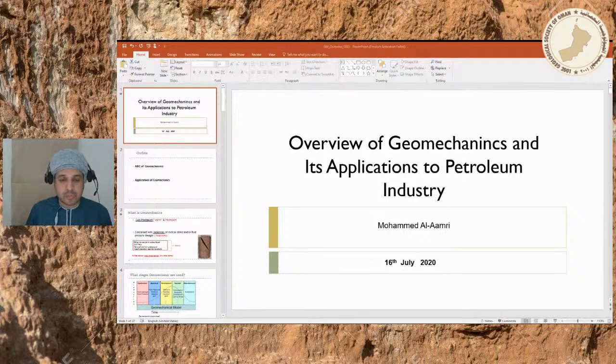Okay, so our session today is about what geomechanics is basically, and what its application is to the petroleum industry. Moving forward, we're going to go through the outline of today's presentation. So let's go to the big screens, I can say.